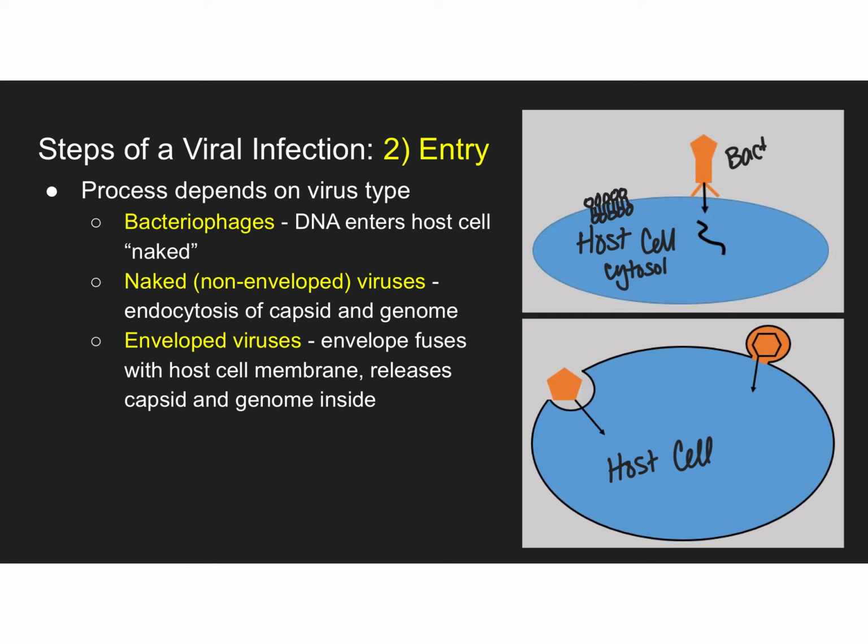In this top picture, we're looking at a bacteriophage. And so that would make this blue cell a bacterium. And the bacteriophage just injects its nucleic acid. So this squiggle right here is going to be the viral DNA or RNA.